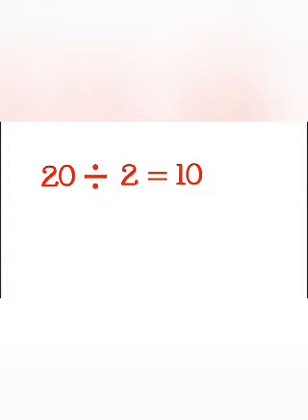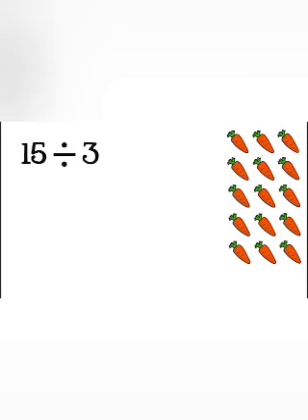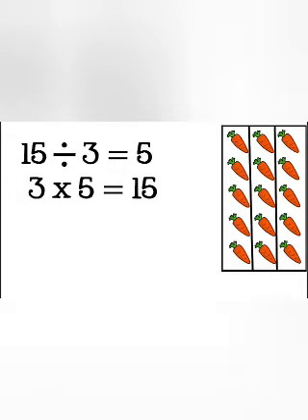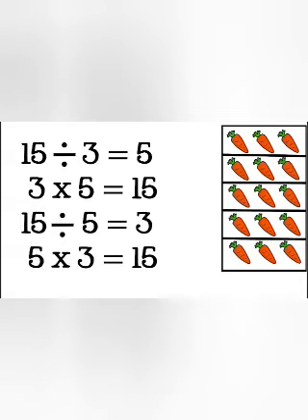Division is the opposite of multiplication. If you know a multiplication fact, you can figure out some division facts. Let's look at some examples. First, let's look at 15 divided by 3. 15 divided into 3 equal parts is 5. 3 times 5 equals 15, and 15 divided by 3 is 5. You can also divide 15 by 5. 15 divided by 5 is 3. You can see that these 3 numbers will give us 4 related facts. If you can remember one of these facts, it's easy to figure out the answer to the others.